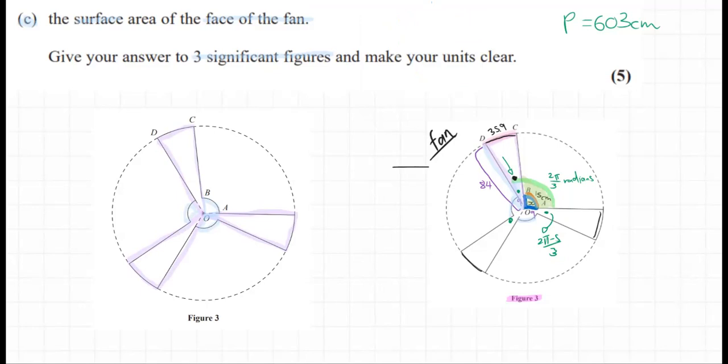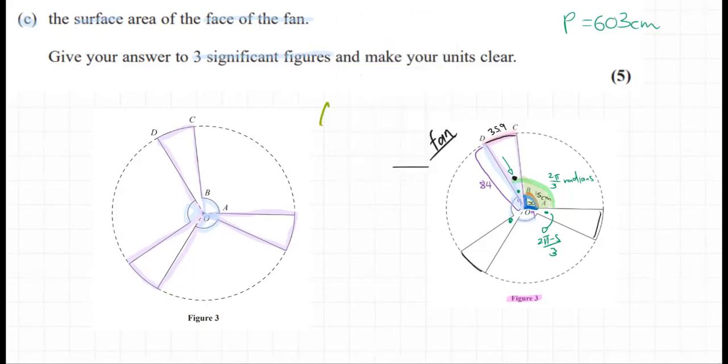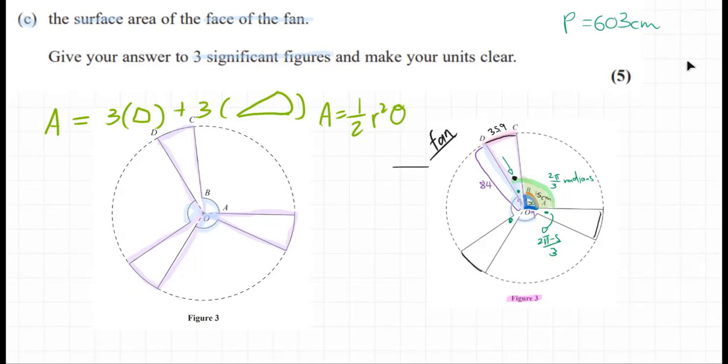Now we do the area of the sector, which is half times r squared. Excuse me, let me write that down. So area is going to equal a half times the radius squared times the angle, theta. So you're doing that twice. So you're basically going to have area equal to 3 of the small blue ones plus 3 of the big ones. Okay. Let's work that out.